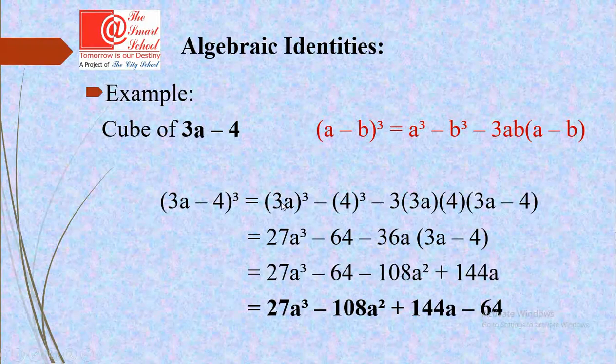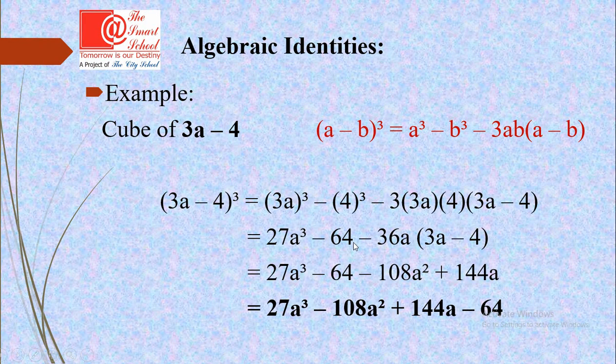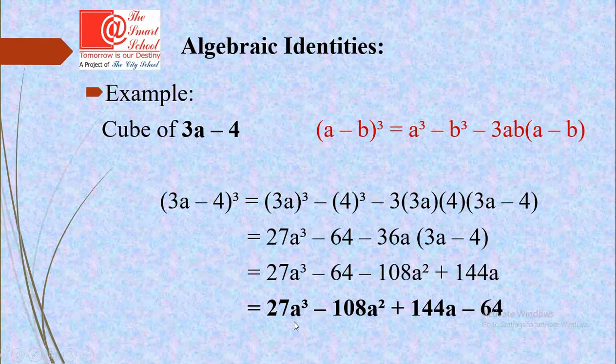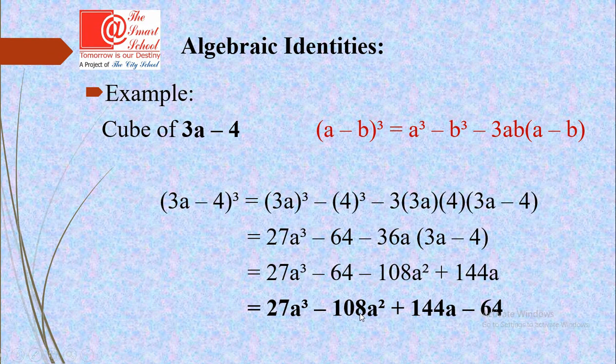So now this is all the values we have substituted in this identity. Now it is equal to 27a cube minus 64 minus 36a in bracket 3a minus 4, and the answer is 27a cube minus 108a square plus 144a minus 64. So it is very easy to find the cube of 3a minus 4 with the help of this identity.